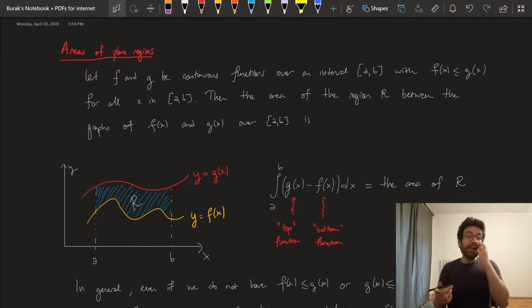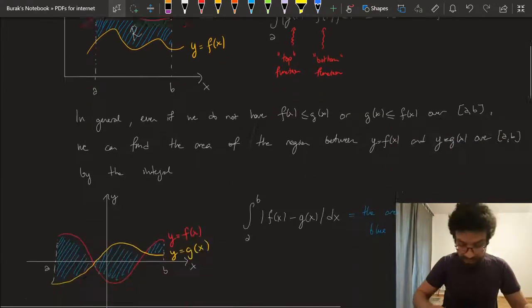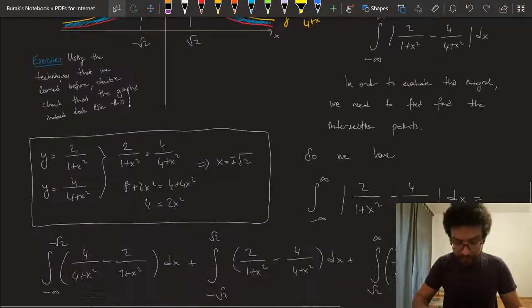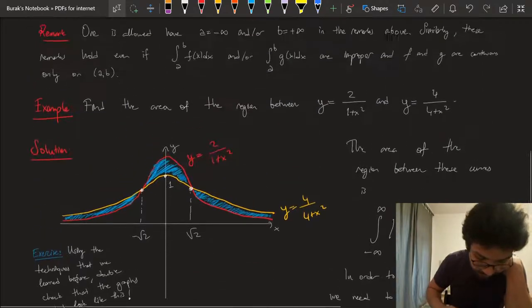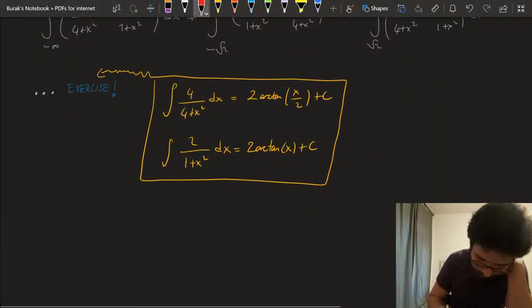Even if you're dealing with functions of x, sometimes it's easier to pretend that your region is between graphs of functions of y, and in that case, you're going to interchange the roles of x and y. Instead of integrating with respect to x, you're going to integrate with respect to y. Okay, and then everything will work out. So let me write another remark.